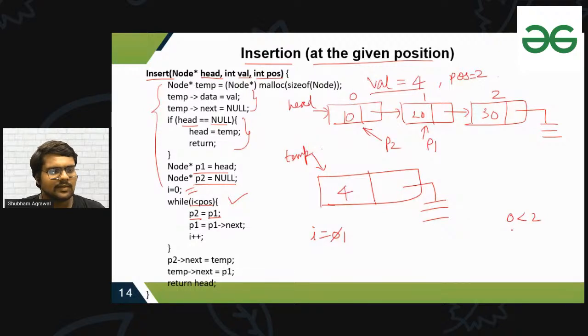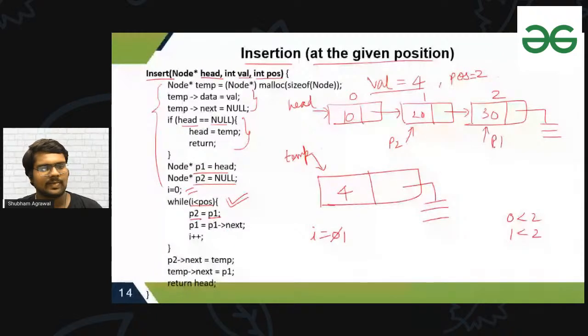Now when 1 is compared with 2, the condition is false. Then we will do p2 equal to p1, so p2 will again point to p1. Then we have P1 equal to P1 of next, so P1 of next is here, and it is P1.